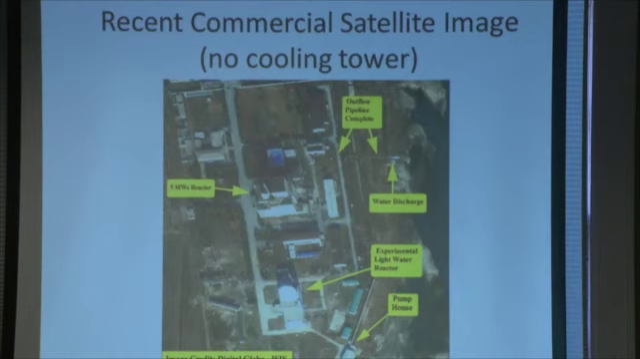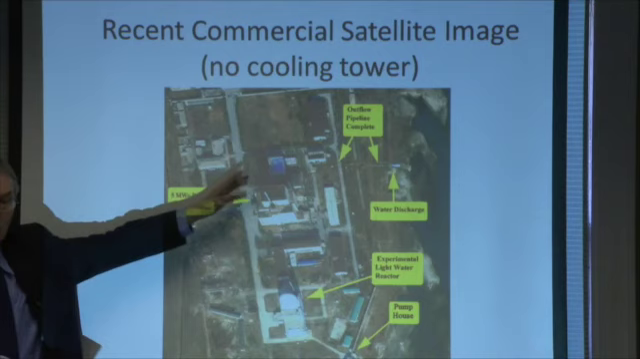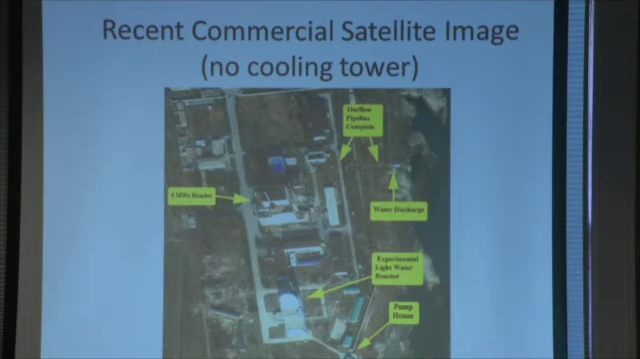Here's an overhead of the Yongbyon reactor, and I hope that after you've taken this course you can have a better handle on satellite imagery. This is a more recent one where the cooling tower is gone. Let's see, it was down in this area. Here's the reactor. It's a little bit of an art to learn how to look at things from above, but people manage it all the time with some practice.